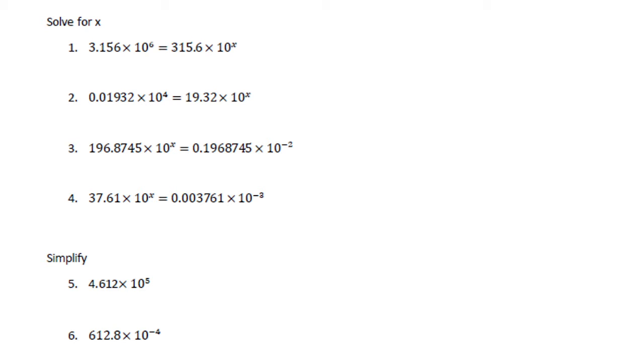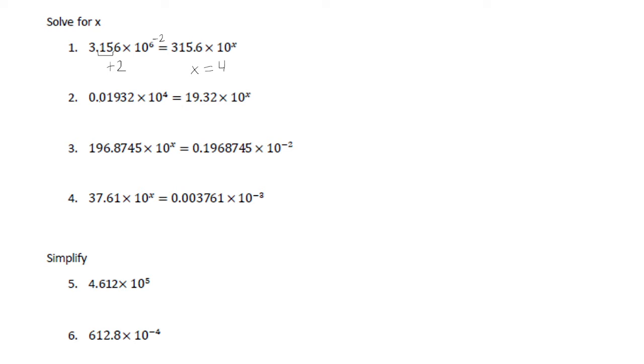We want to solve for x. We have 3.156 times 10 to the 6th, and that is equal to 315.6 times 10 to the x. Notice that this decimal moves 2 spots over, so it means we add 2 spots, which means we have to take away 2 spots. So 6 minus 2 is just going to give us 4. So x is 4.